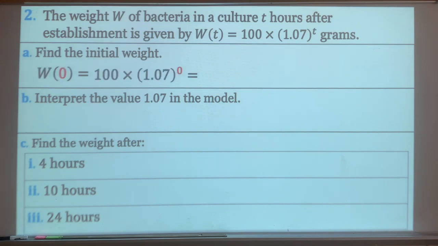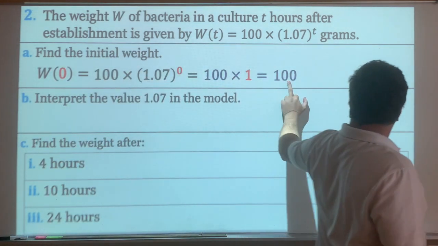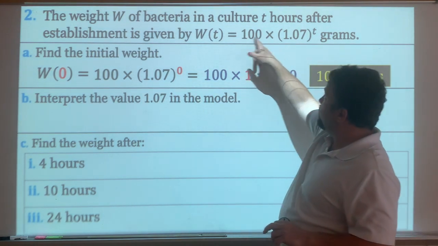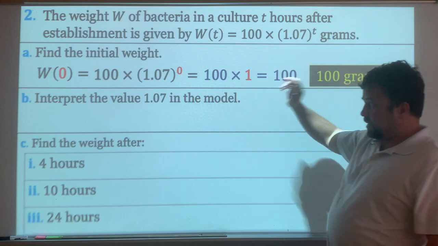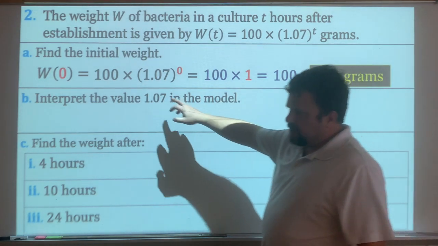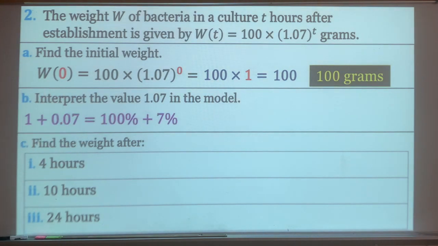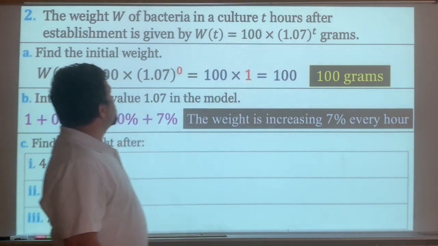1.07 to the zero equals 1, so 100 times 1, which is 100 grams. You should have noticed now, whatever number is here, the multiplier is always going to be what you're multiplying by. Interpret, what does 1.07 mean? I'm growing by how many percent? It should have said 7%, because 1 plus 0.07 is 100% plus 7%, so the weight is increasing 7% every hour, because it says after T hours.